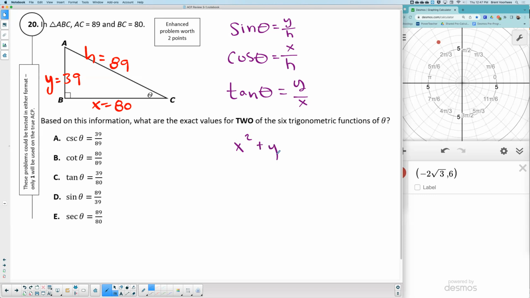Like process of elimination, the answer choices tell you there's only one possible y value, which we got, 39. Okay, on this one, let's check them out. CSC. Okay, how about this? If you don't know those, because I didn't tell you to memorize them.